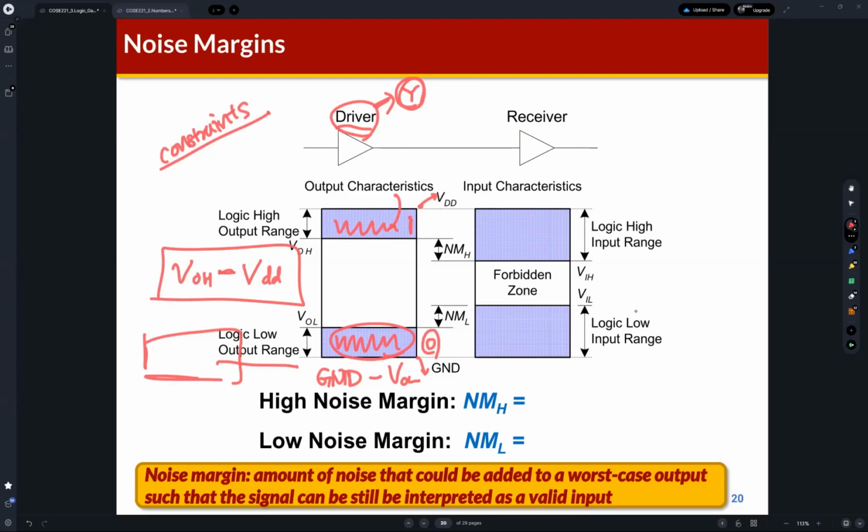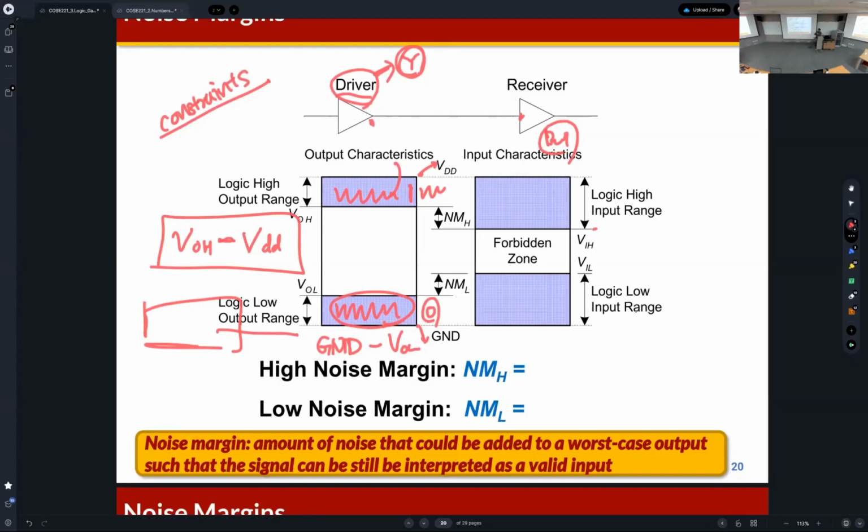And then this is the input constraint. Even though the output is generated within this range, because of noise, the voltage level can change. So this is the receiver. The output of this circuit becomes the input of this circuit, right? It's the purple one. When the signal is delivered to the input of this receiver, the signal can be distorted or changed.